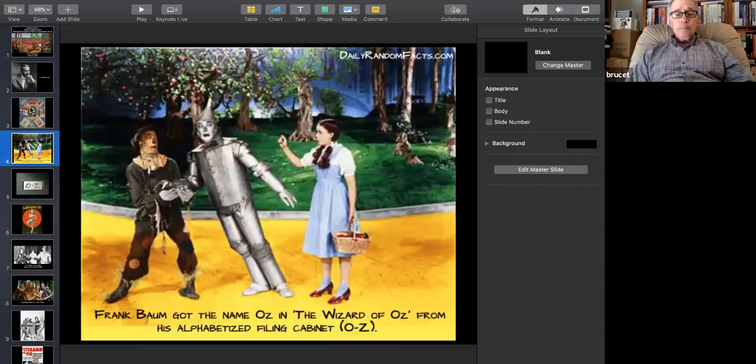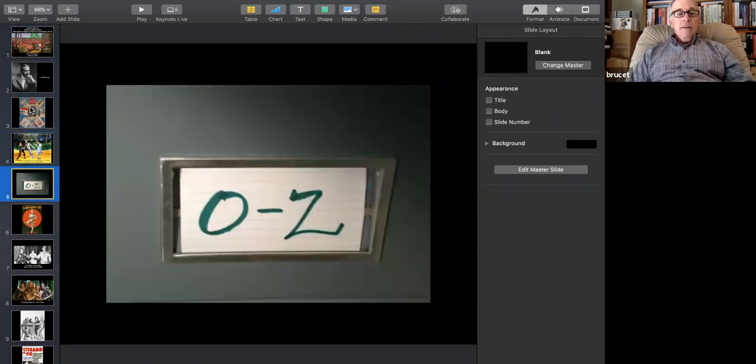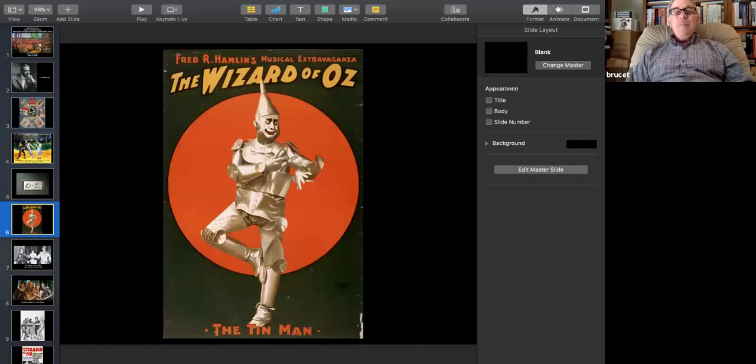In fact, he got the name Oz from his alphabetized filing cabinet, which ran A through N and O through Z. So that's where the word Oz comes from. Nothing Jewish about that. So we need to do more detective work. Here's a poster from a 1903 musical performance of The Wizard of Oz, and you can see that already at the beginning of the century, the Tin Man is recognizable.